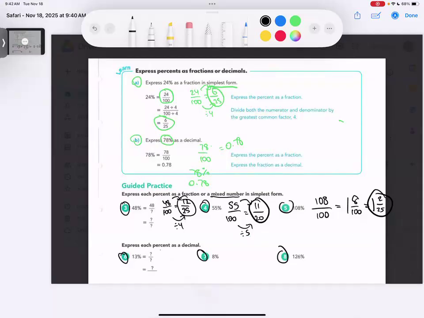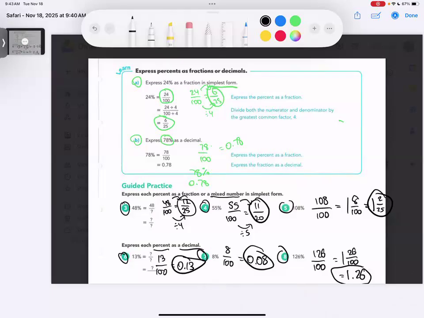Express each percent as a decimal. Well, 13% is 13 over 100, which is 13 hundredths, which is 0.13. 8% is 8 over 100, which is 8 hundredths, which is 0.08. And 126% is 126 over 100, which is 1 and 26 hundredths. So that would be our solution there, there, and there. Pretty simple stuff, especially with the decimals, okay?